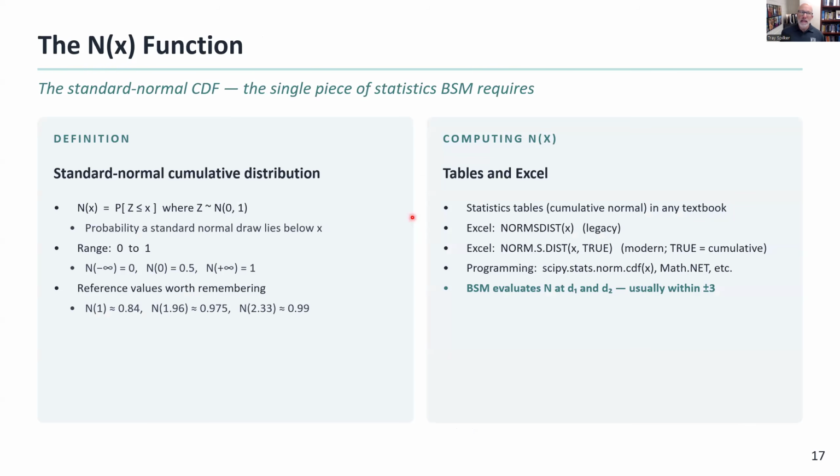So that N of x function, in our case, it's N of D1 and N of D2. Again, it's just a standard normal cumulative density function. And it's the single piece of statistics that the Black-Scholes-Merton model requires. Okay, so definitionally, N of x is the probability of drawing a number from the standard normal that lies below some value x. Okay, so let me draw you a picture here.